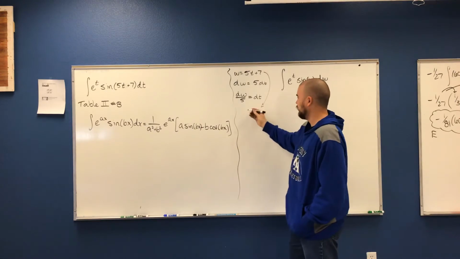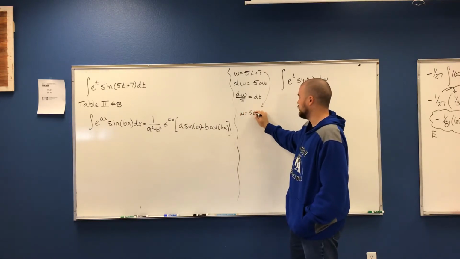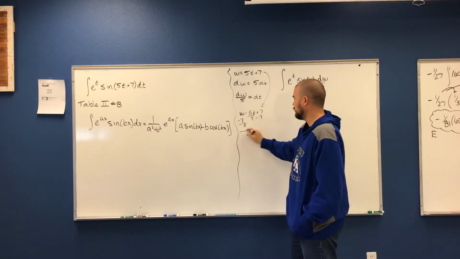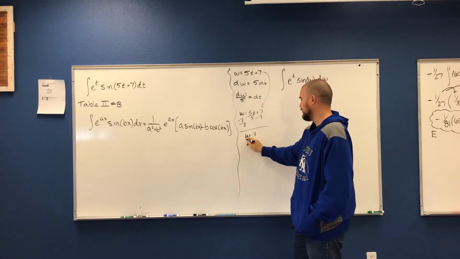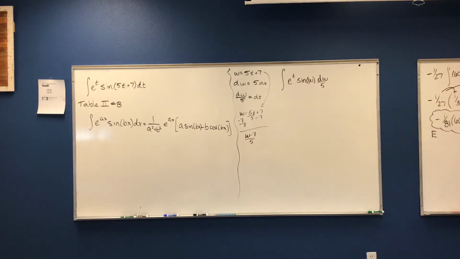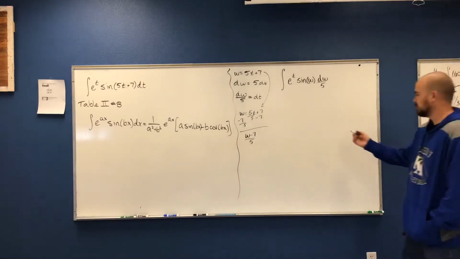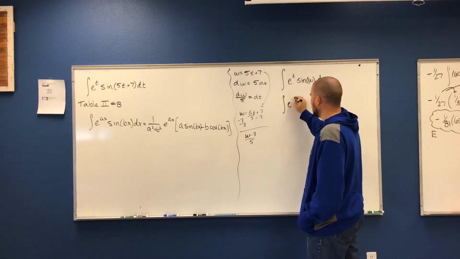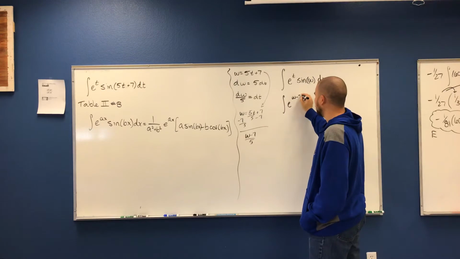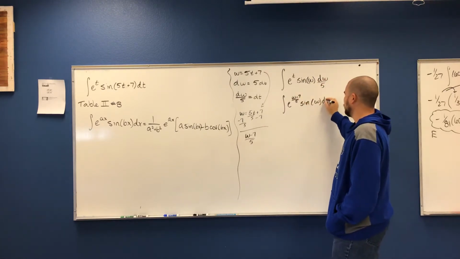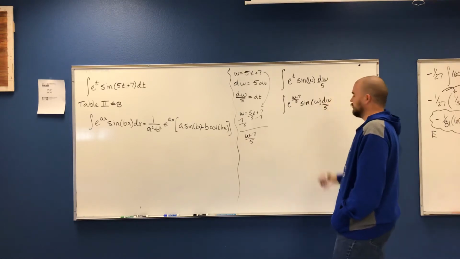Namely, what if we were to take w is equal to 5t plus 7, subtract 7 and then divide by 5 to give us w minus 7 fifths. Now we take that and plug that in for t to give us my integral of e to the (w minus 7)/5 times sine of w dw over 5.